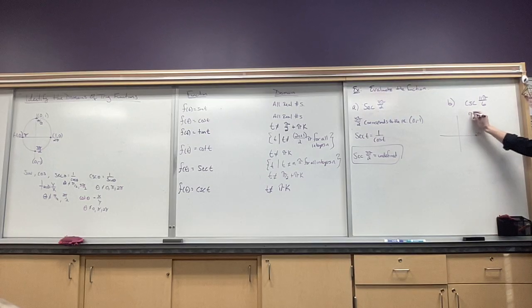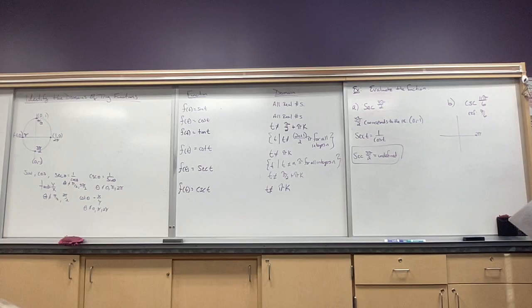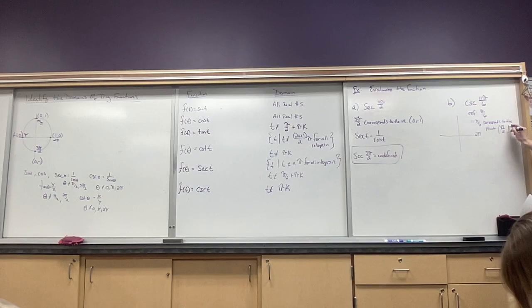The reference angle for this guy is pi over 6. We just did it on the first whiteboard. What point goes with it? It's the first one that we have listed there. So 11 pi over 6 corresponds to the point square root of 3 over 2 and a half. But because we're in the 4th quadrant, the y-coordinate's going to be negative. So this is the point we're going to be using.